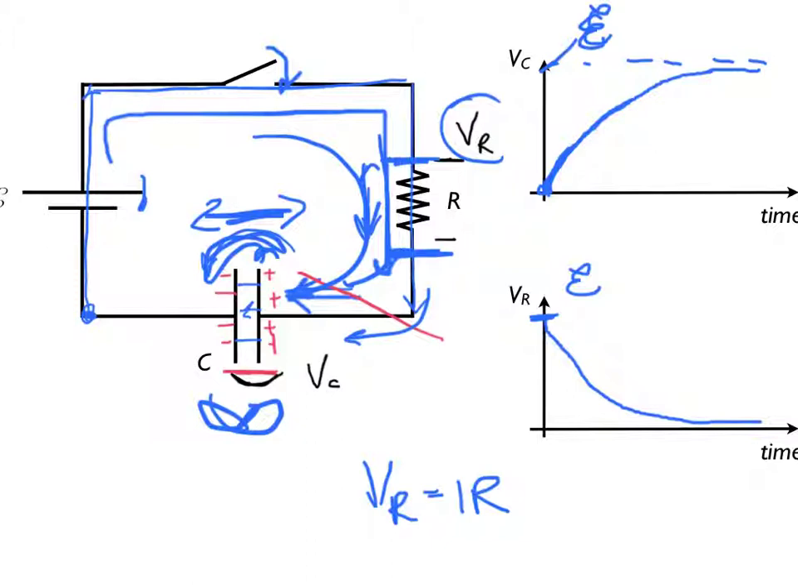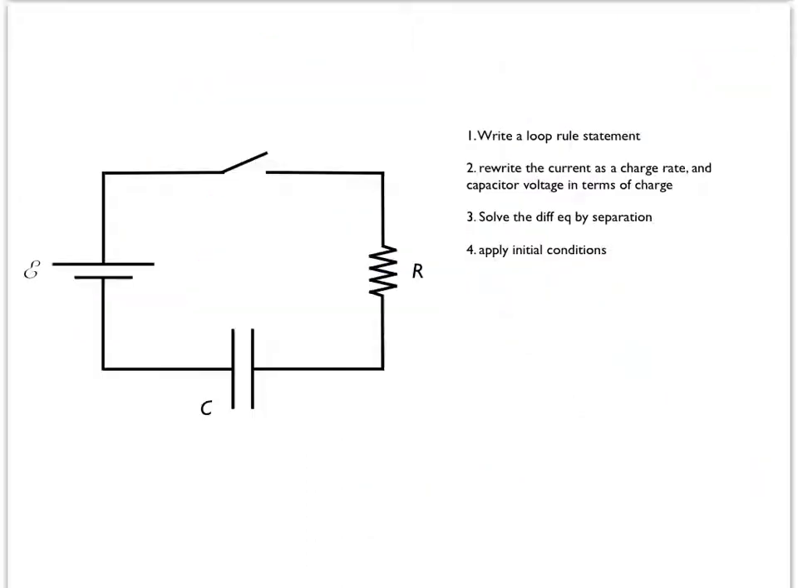So let's take a look at how to do this quantitatively, how to work out the equations for this behavior. RC circuits can look like lots of different things. This is your basic capacitor charging setup, but the steps for working out what happens are the same no matter what. So we're going to work out this one setup with these 4 steps, but you should be able to apply the same steps to everything else.